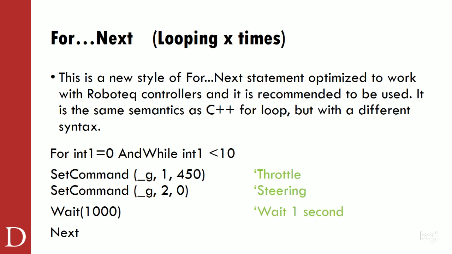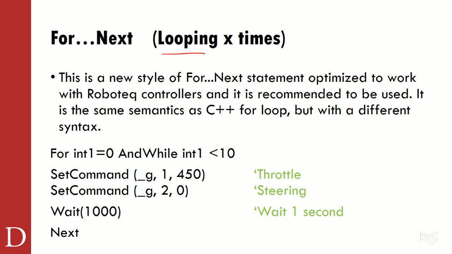Now, how does that compare to a looping instruction? Well, a looping instruction is quite different. So a for next is what we call a looping. So I like this little statement here. New style of for next statement optimized to work with Robotech controllers is recommended to be used. Same semantics as C++ for loop, but with a different syntax.